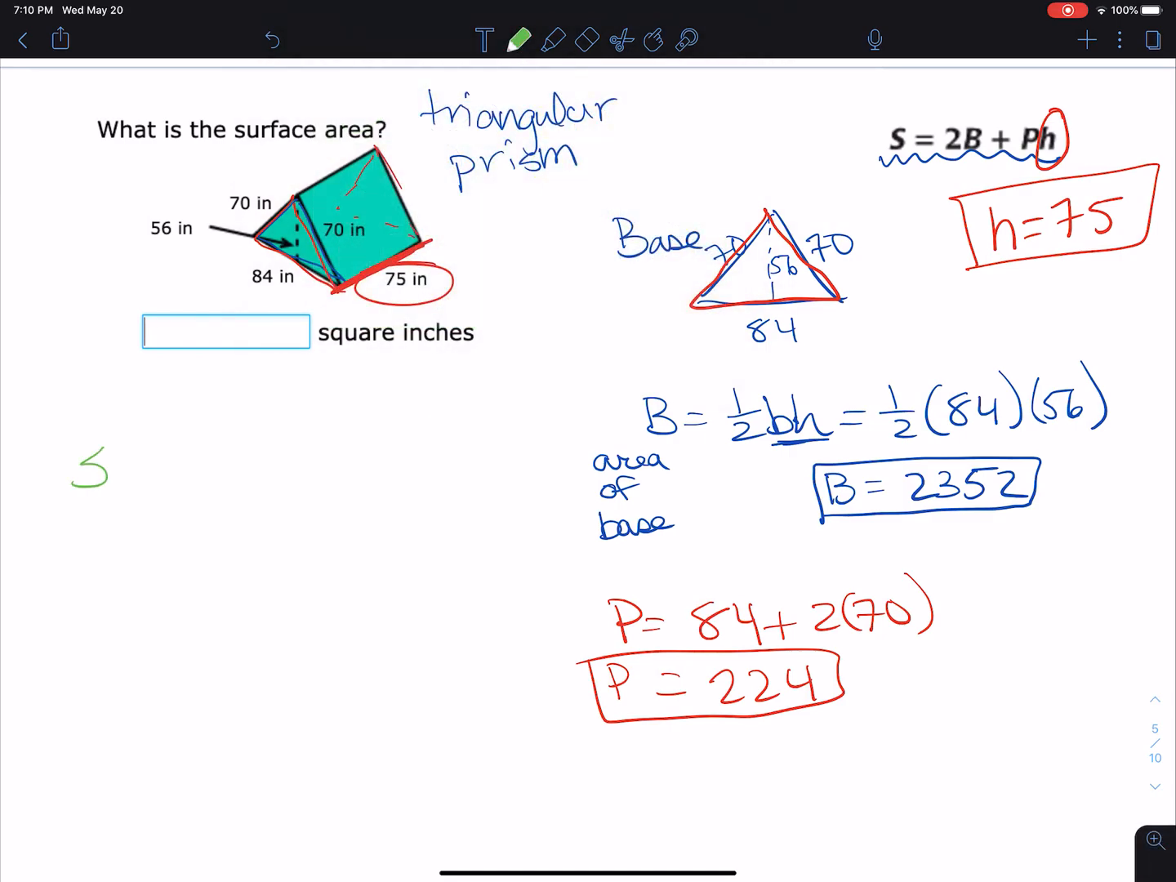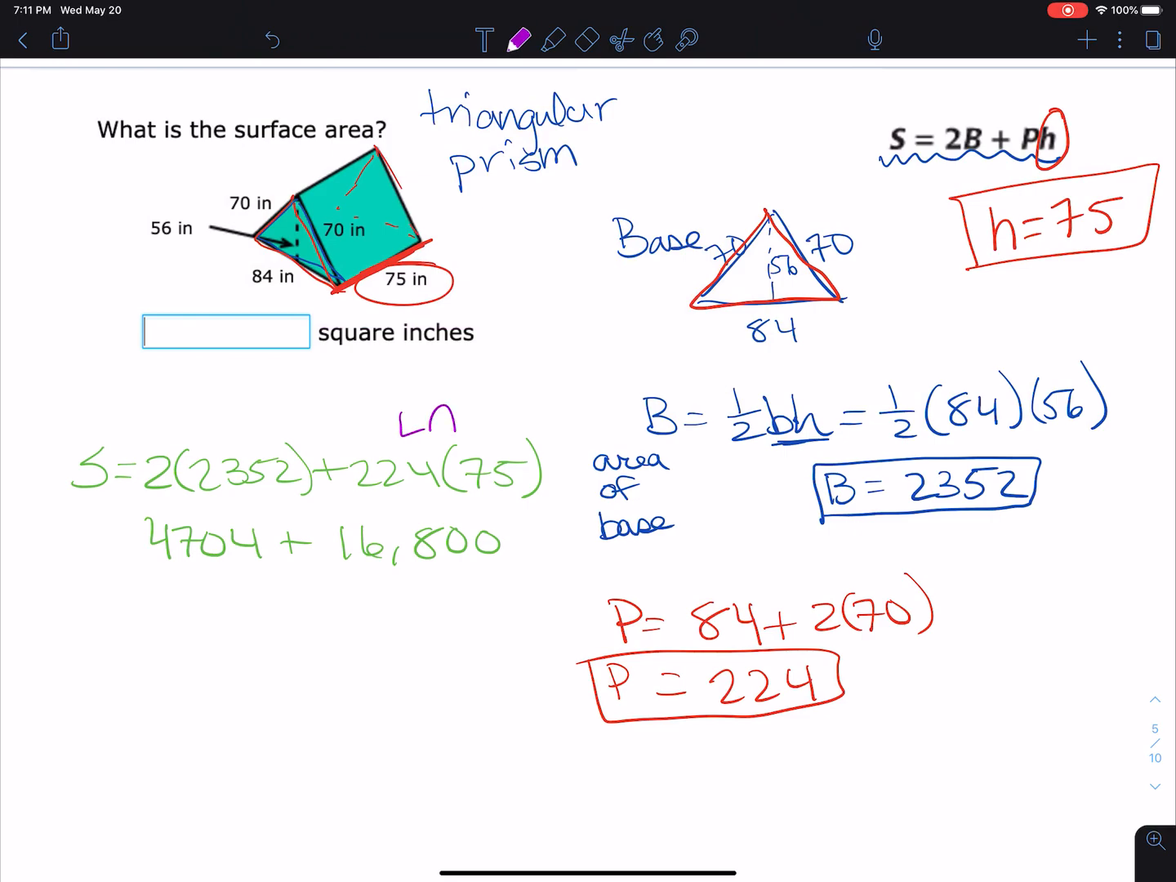So my surface area is 2 times big B, which is 2352, plus perimeter, which is 224, times your height, which is 75. All right, let's go ahead and solve. So 2 times 2352, that's 4704, plus 224 times 75, that's 16,800.